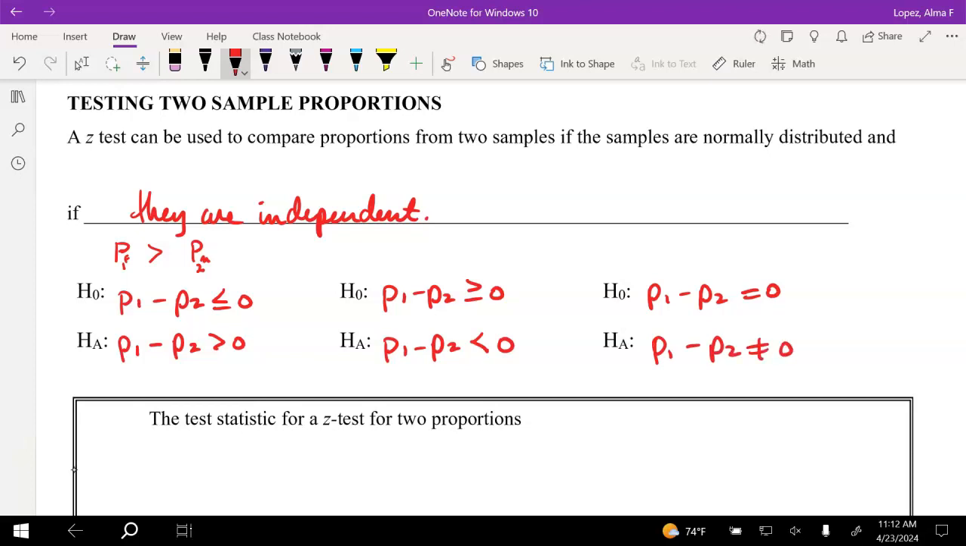Same hypotheses. We're not going to reinvent the wheel. Those are exactly the same when you're comparing two proportions. It's identical to comparing two means.